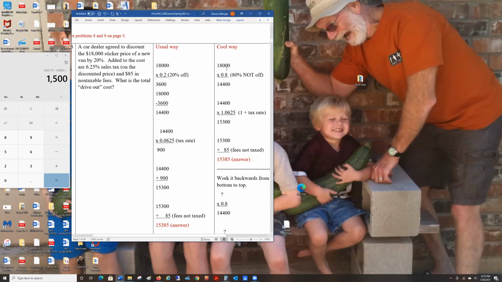The sticker price of 18,000 is cut up into 2 pieces. The 20% you don't pay and the 80% that you do. And you can calculate either one you want. What most people do is calculate 20% off and subtract it. But look how quick this is.